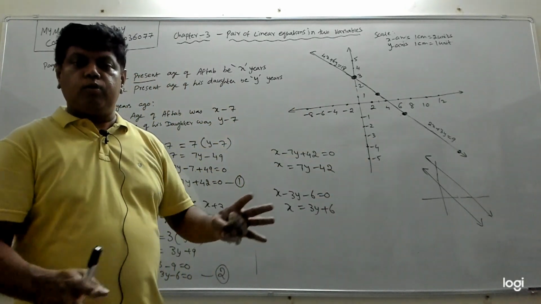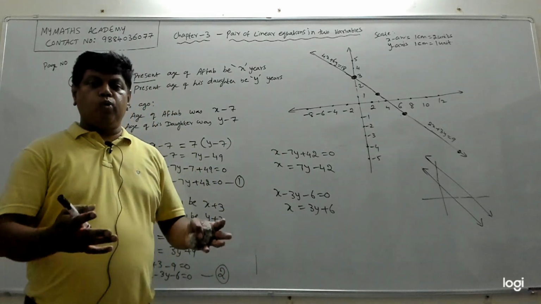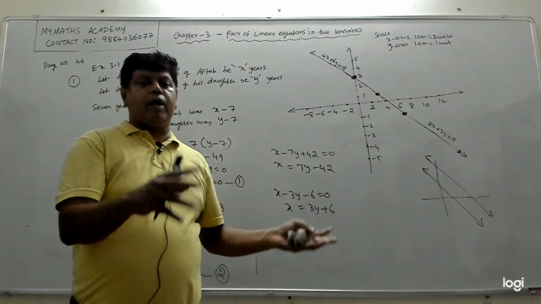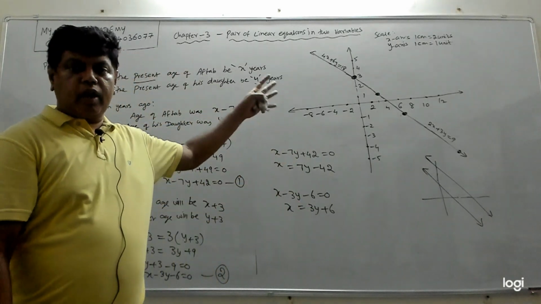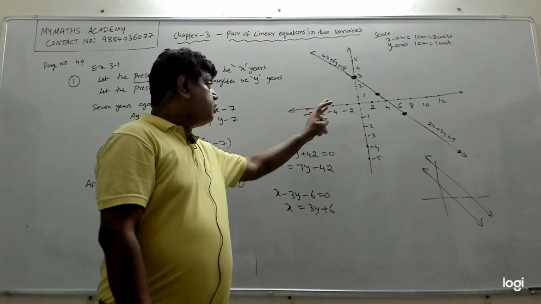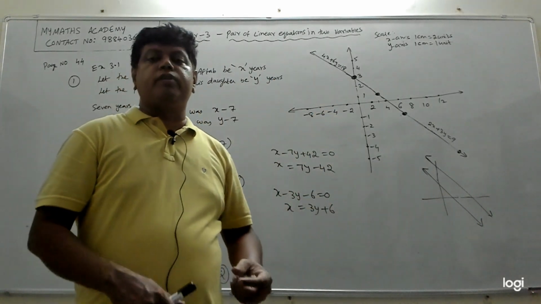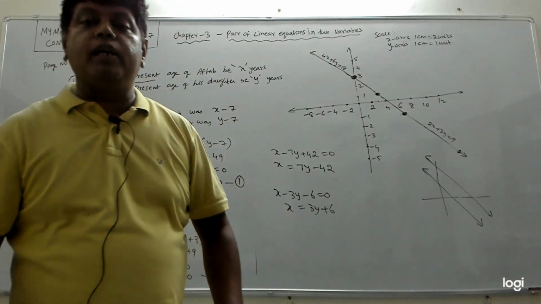You will get two lines. Either the two lines will intersect, or they will coincide, or they will be parallel. So you can do the graph for this. Once you put the graph, this is not the graph, this is the graph of the previous problem. Once you put the graph, then you have represented the situation graphically also.